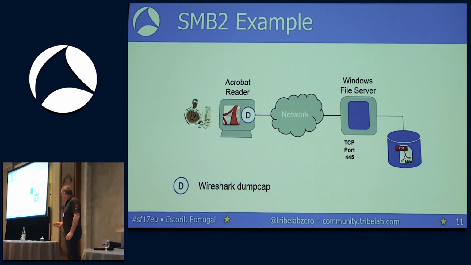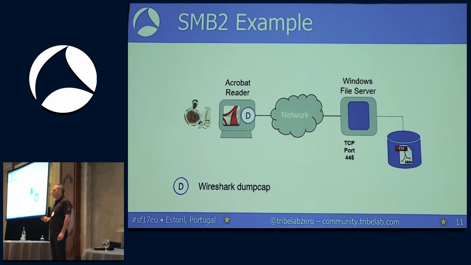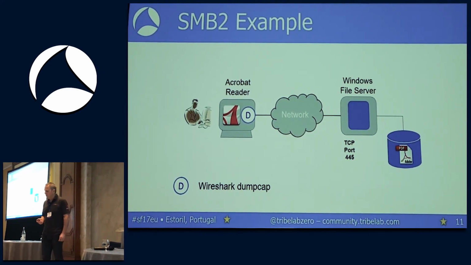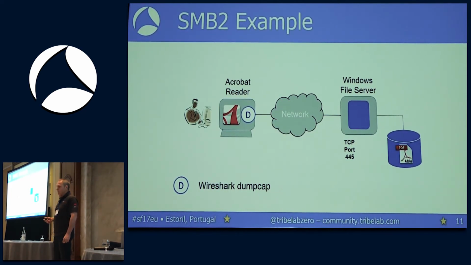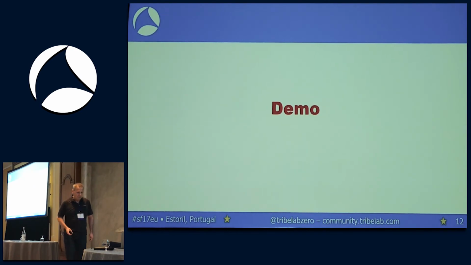So I'm going to illustrate this by looking at a problem. I'll start off with a problem which is using SMB2, Microsoft's file server protocol. And basically it's Acrobat Reader reading a PDF off of a remote file server and loading it up into Acrobat Reader. And it's taking an awful long time. Very, very slow. So let's have a look at that one.